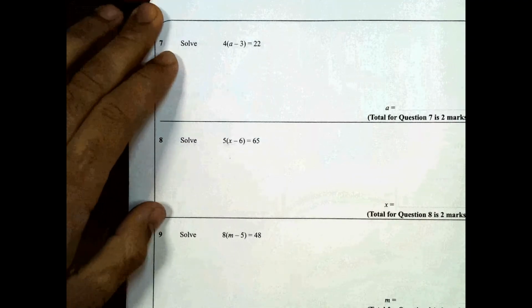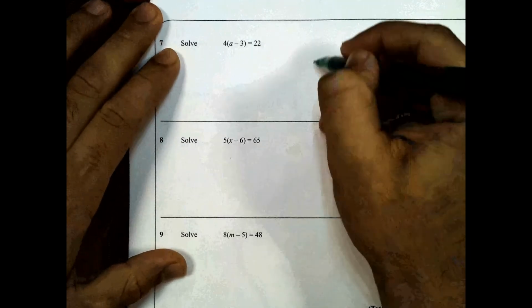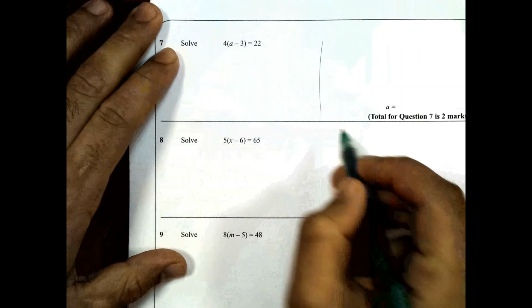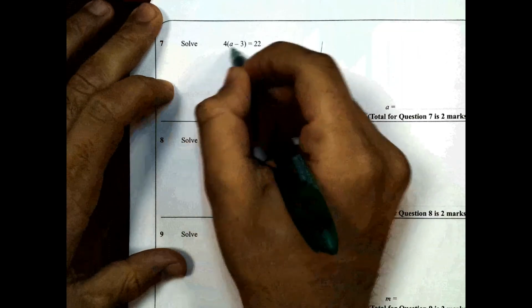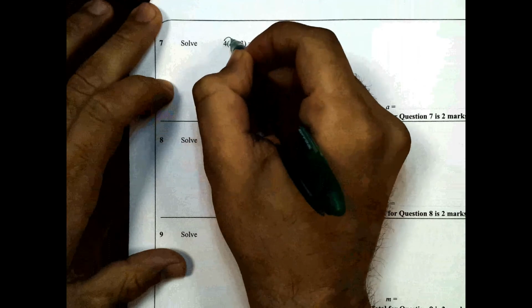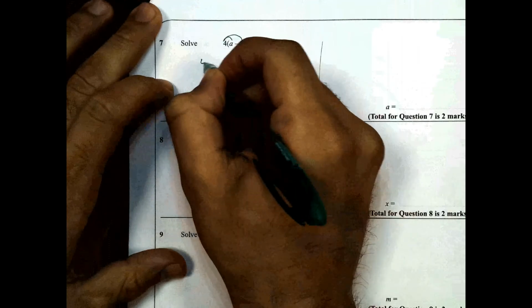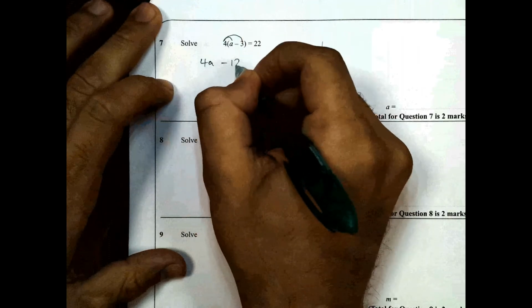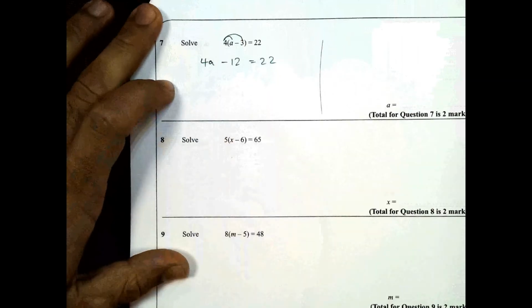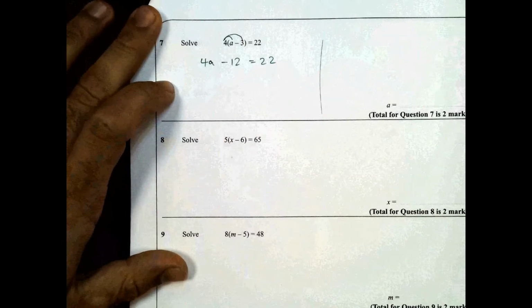So there are 2 methods. Method number 1, I'll sort of split my page into 2 here. So on the one side I'm going to expand first. So 4 times a, 4 times minus 3, that will give me 4a minus 12 equals 22. And then you'll solve it like a normal equation.